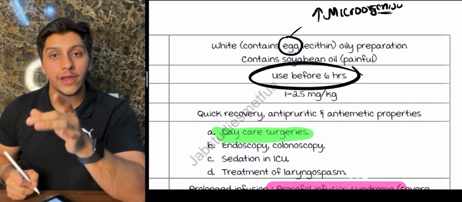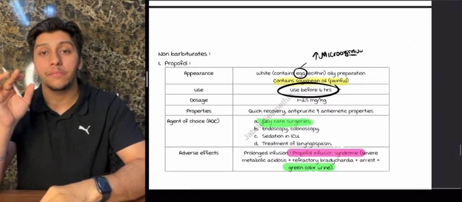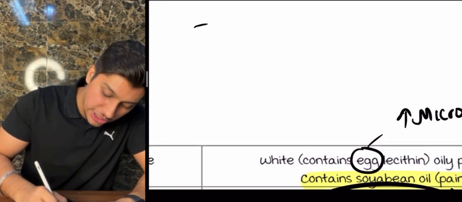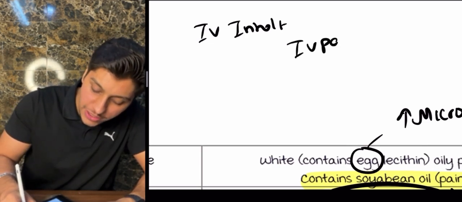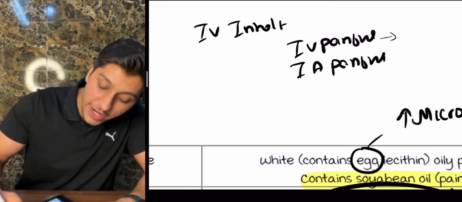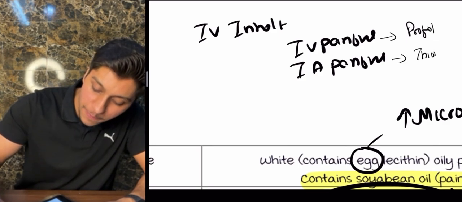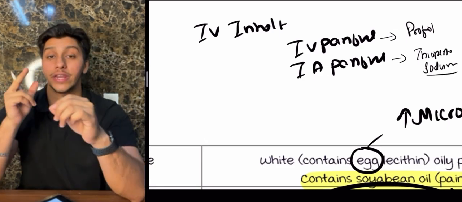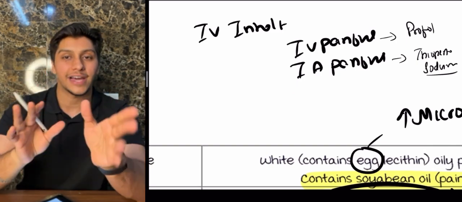It has oil, and what oil does it have? It has soya bean oil. And whenever you have an oily preparation, remember it is going to be painful. So if they give you a question, which drug is painful on IV and which is painful intra-arterially, remember, IV pain is going to be propofol, while intra-arterial is going to be thiopentone sodium. Please make sure you don't confuse the two. Whenever you go IV, the pain is because of propofol, and accidental intra-arterial injury is thiopentone sodium.